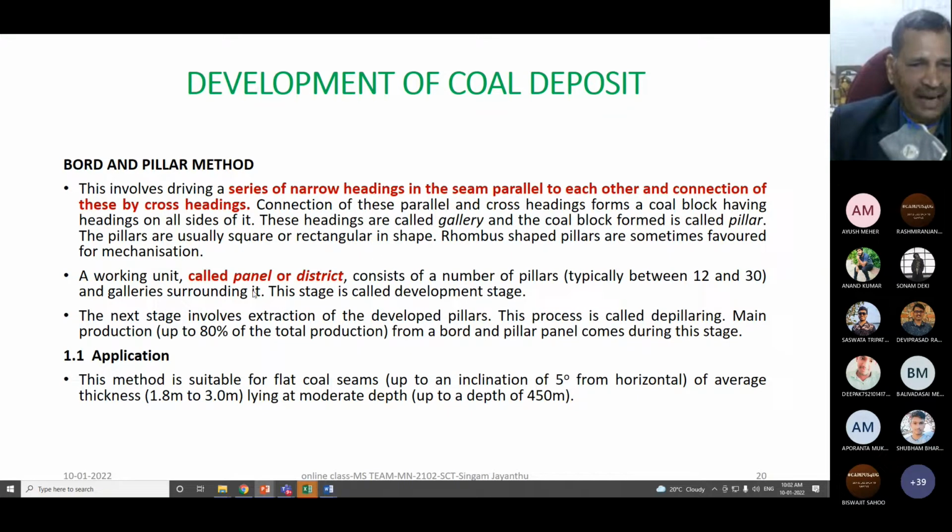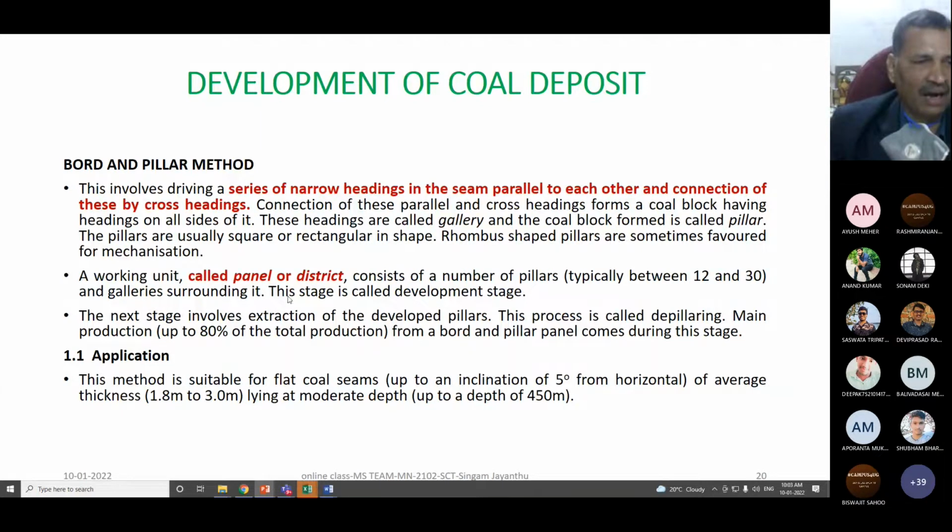Okay, a working unit called panel or district consists of a number of pillars. Now you know very well what is the name of district and other things, right? The district is not your district of Telangana or your district of Odisha or Taliban, or Pakistan. But this is a mine anywhere in the world. No barriers of country, state, or continents. So that is called a panel. And why it should be 20 pillars, 30 pillars, 40 pillars, all those things you know very well. We'll be discussing that in detail.